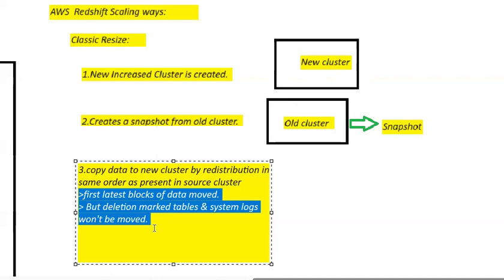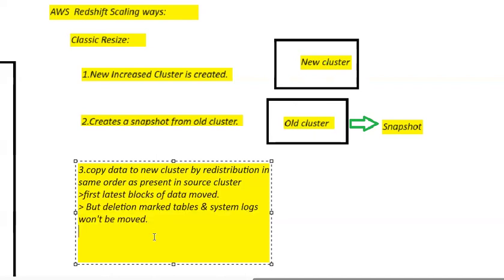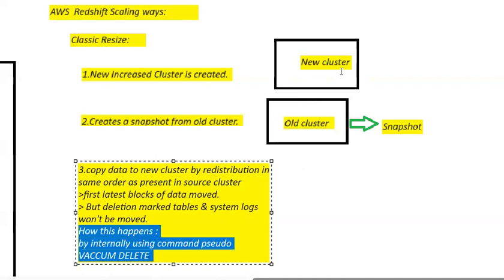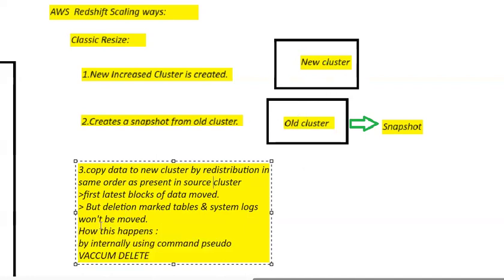And at last, one more point: how this copying happens. This copying happens by using the sudo vacuum delete command. Actually, this command is run internally. We don't need to do anything here. By using this way, the copy will happen.